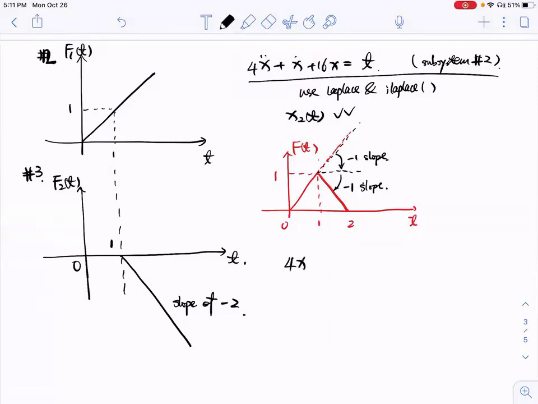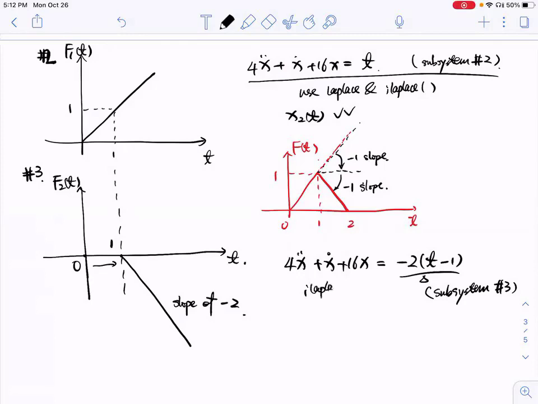So that means for this system, you have x double dot plus 4 x dot plus 16x equals -2(t minus 1). That's your subsystem number 3. If you look at this subsystem, you have -2, which is a slope, times (t minus 1). That means this slope function is delayed by 1 second. As you can see here, it's not starting at 0. It's starting at time equal to 1. So everything is delayed by 1 second. And then you can use inverse Laplace or Laplace transform to find the solution x3(t).